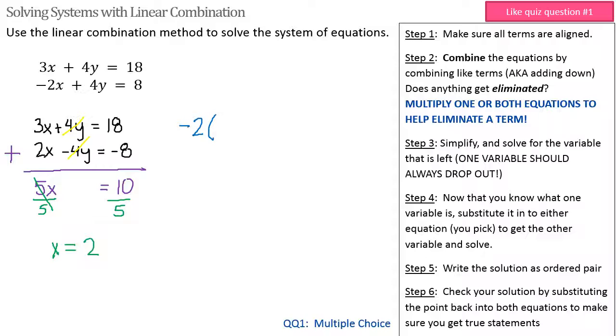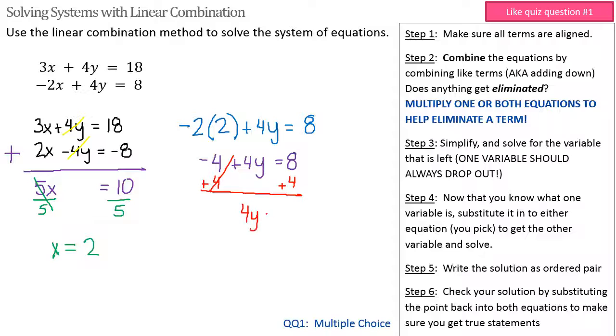So we have negative 2 times 2, because that's what x was. So negative 2 times 2 plus 4y equals 8. And now we just simplify and solve for y. Negative 2 times 2 gives us negative 4 plus 4y equals 8. From here, we need to add 4 to both sides of the equal sign. So we have 4y is equal to 12. And then from here, divide both sides by 4. So y is equal to 3.